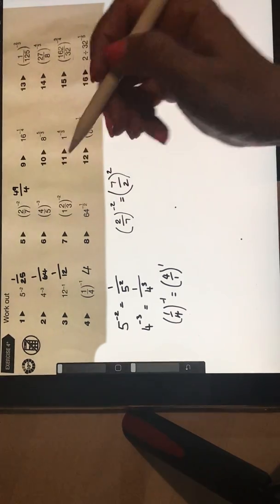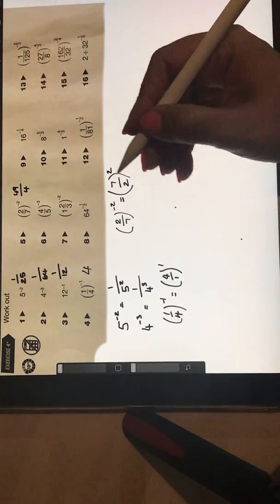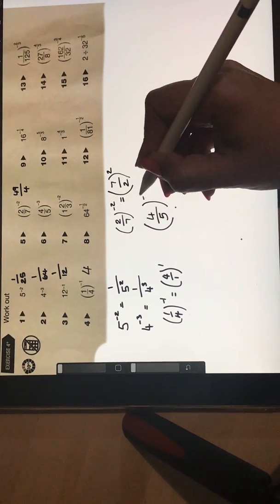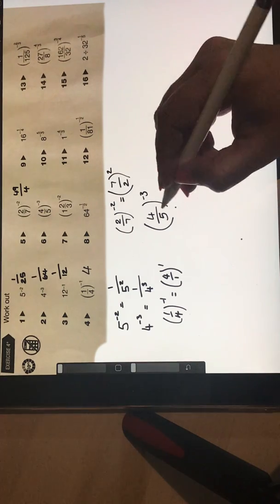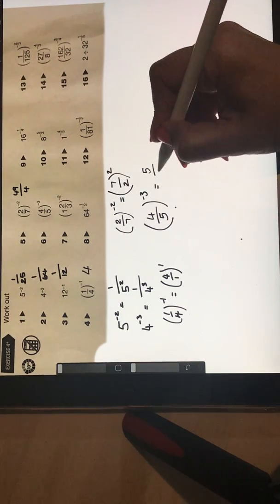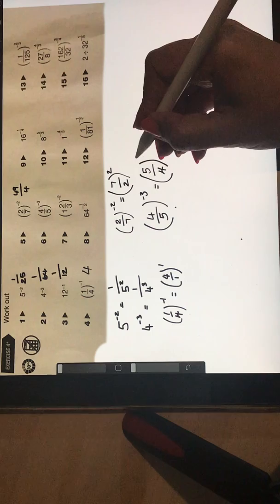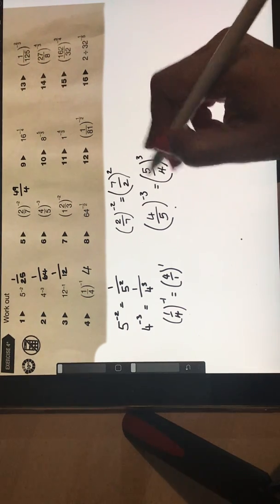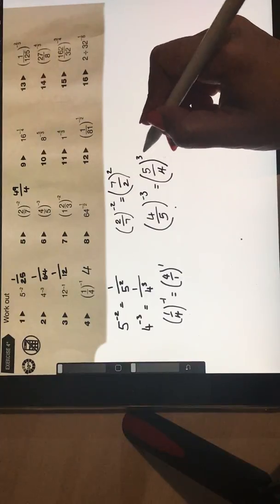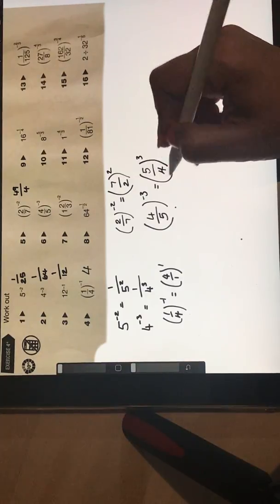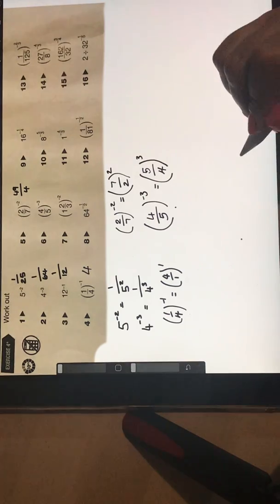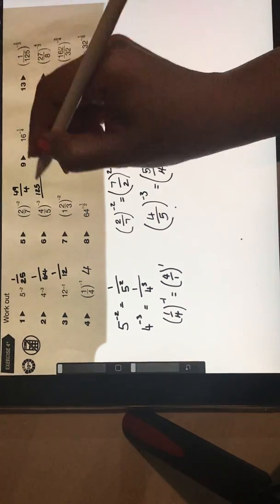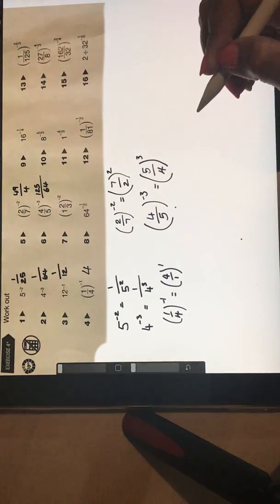Right, for number 6, we have got 4 over 5 to the power of negative 3. We flip the fraction first to make sure that we get rid of the negative indice, and then we remove our bracket by raising the fraction to a power. 5 cubed is 125, and 4 cubed is 64.